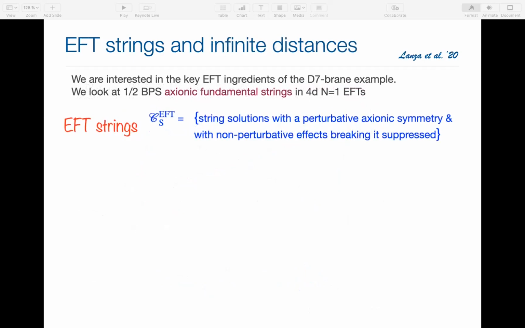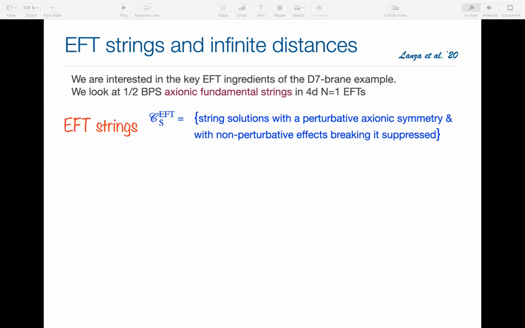So this is the kind of thing that we are going to look at. And also, we are going to demand the other ingredient that we saw in the D-brane membrane, that we recover this exact axionic shift symmetry, the more exact the more we approach the core of the string. So essentially, we are going to look for axionic fundamental strings. And when we are in 4-dimensional supersymmetric theories, we are either going to ask them to be 1/2 BPS.